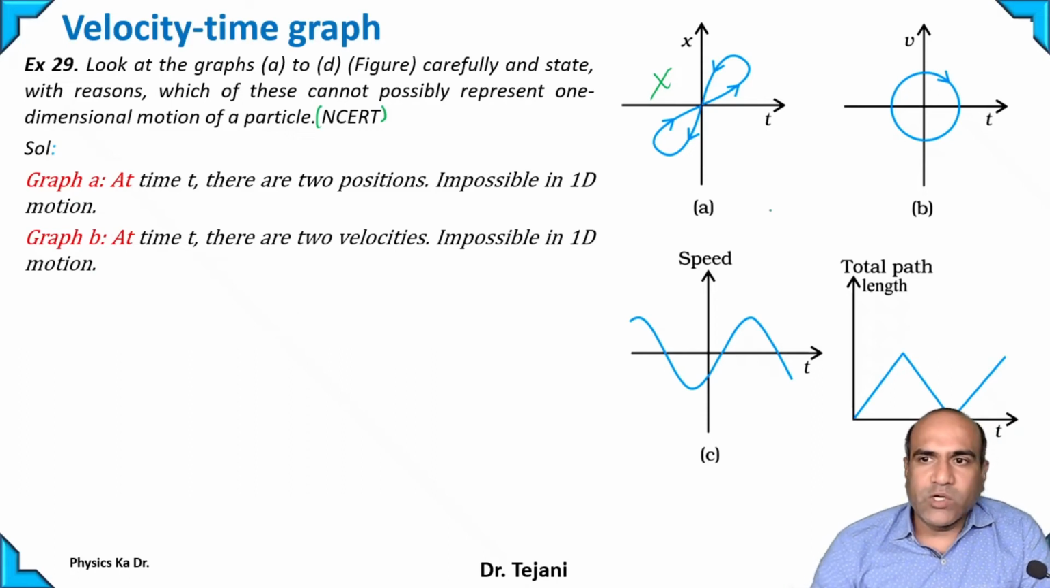B, at time t, there are two velocities. We already saw this case. Two velocities at the same time. It is not possible.